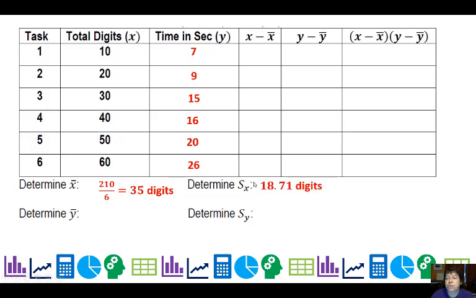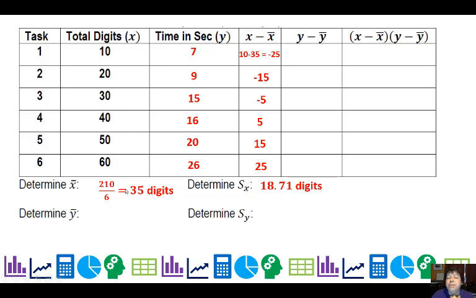And we're also going to determine the standard deviation. I just did one var stats on this. And I'm going to subtract 35 from every one of these numbers. So, I'm sorry, the x value, that's why. I'm going to do x minus x bar. So it's 10 minus 35 is negative 25. 20 minus 35 is negative 15.